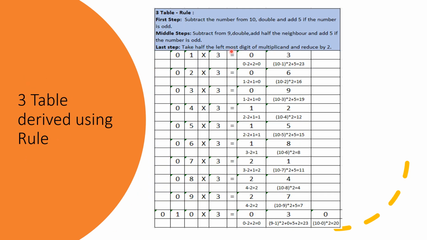And this is how we have derived the table for 3. And it looks very similar to what we have seen for 4. The only thing is we are doubling the number after subtracting the last digit from 10. And this is how the rule can be applied for deriving a table of 3.